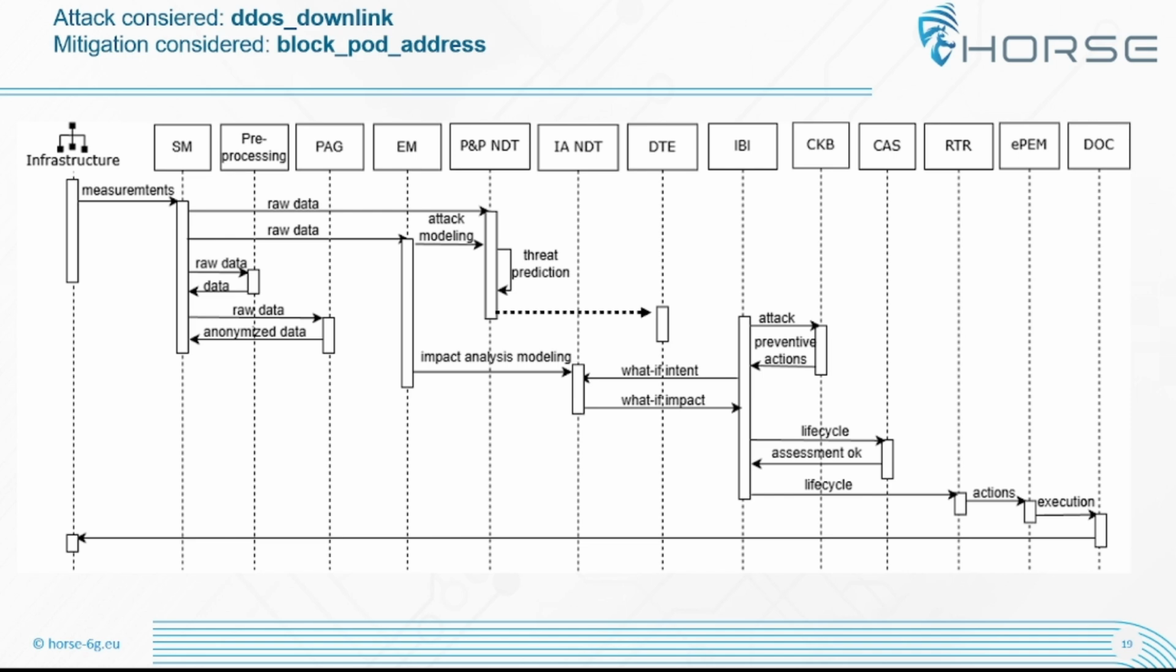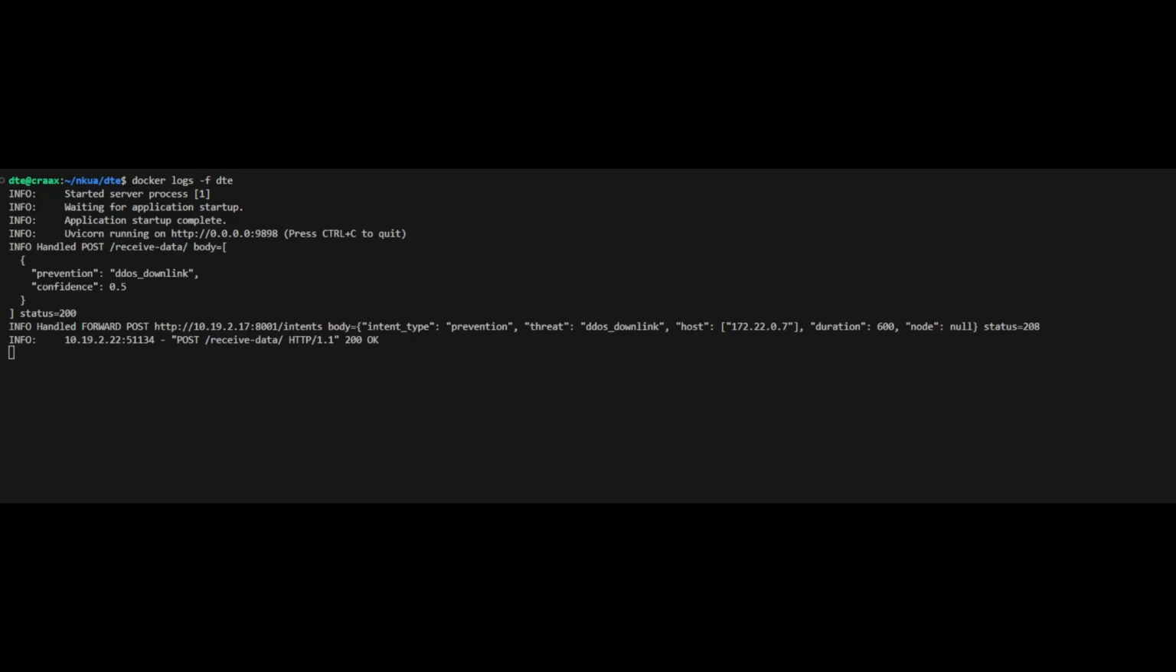Next, the output generated by the PNP-NDT is forwarded to the Distributed Trustable AI Engine, or DTE. The DTE is responsible for performing intelligent analysis over the predicted threat scenario. It evaluates the information received from the digital twin and determines the appropriate preventive intent based on AI-driven reasoning. In the video, we can observe how the message coming from the PNP-NDT is successfully received by the DTE.